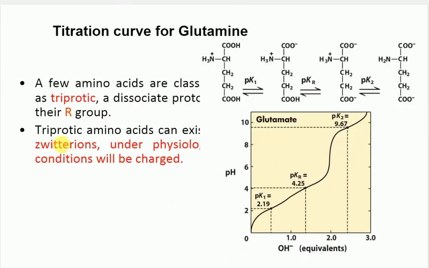And now here is a titration curve for glutamine. We have a few amino acids that are classed as triprotic. A dissociated proton is their R group.